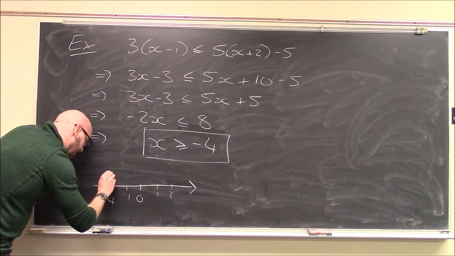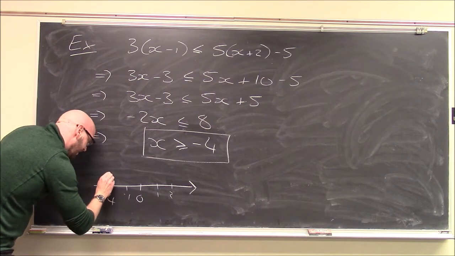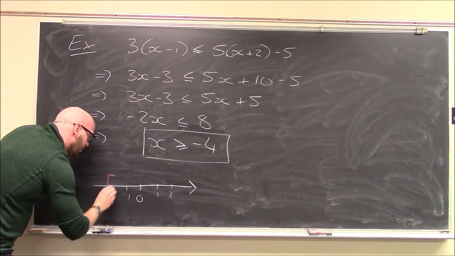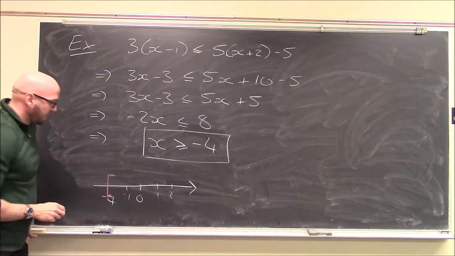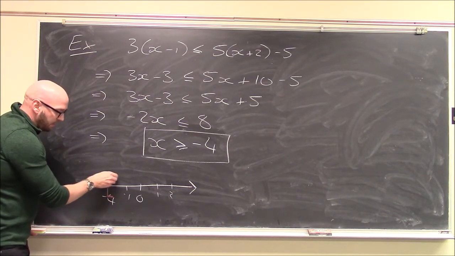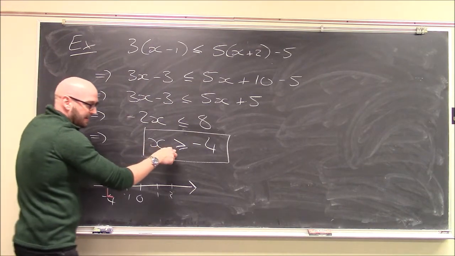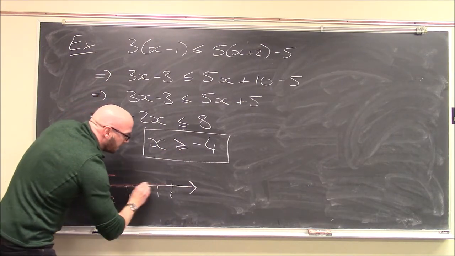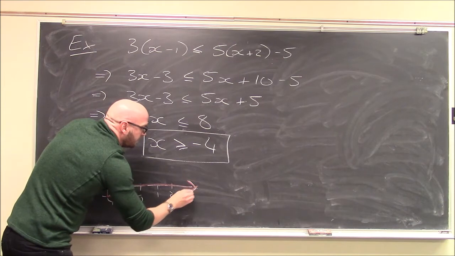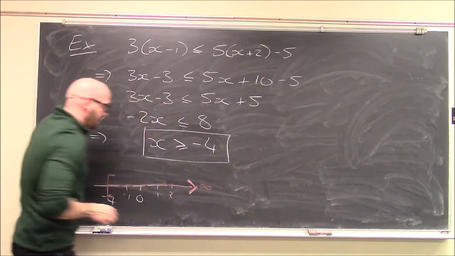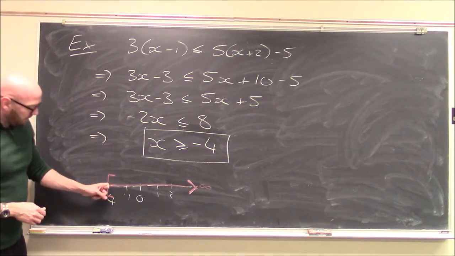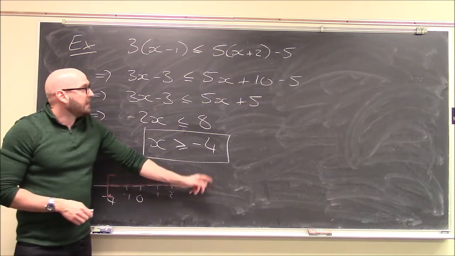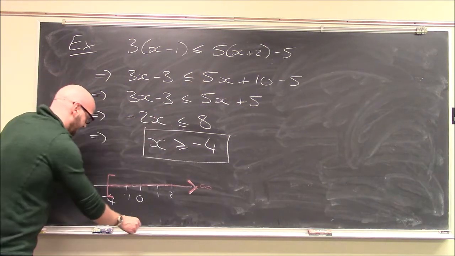So the way I'm going to indicate that is, well, I'm going to put a little square bracket here that indicates that minus 4 is a solution, because x can indeed be equal to minus 4, and so is everything bigger than minus 4. In fact, all the way out to infinity. So if you choose any number from minus 4 to infinity, that's a solution to this equation.